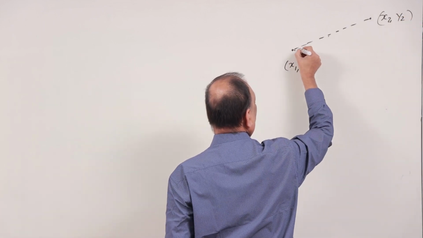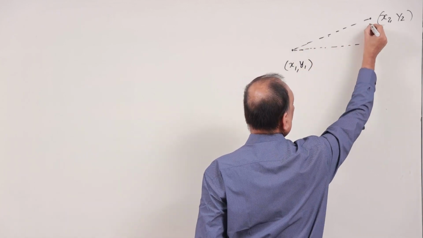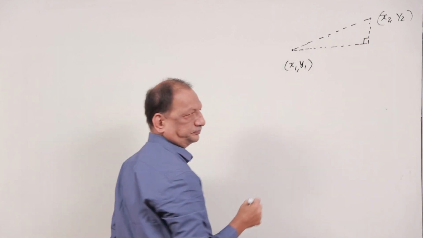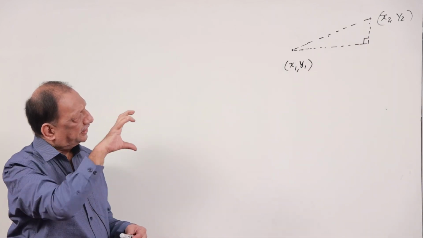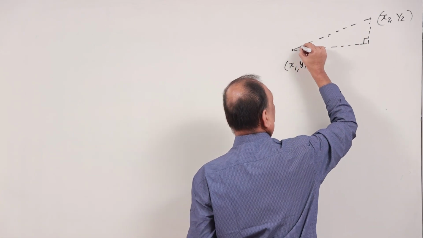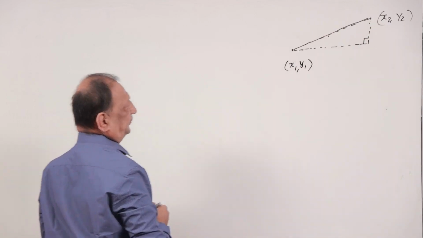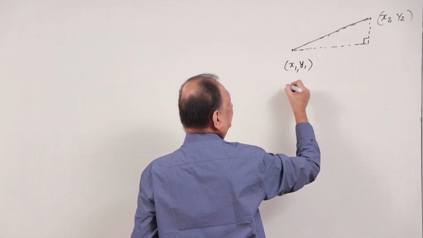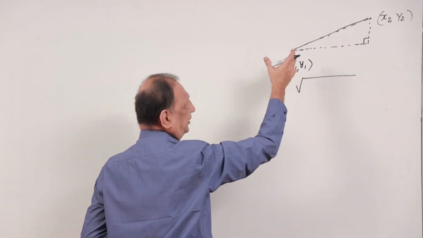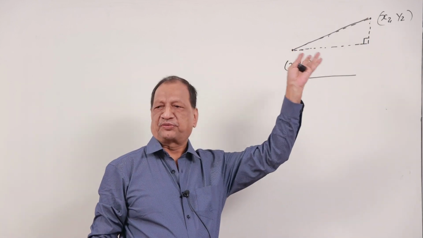Just drop two perpendiculars to the axes through these points so that you get a right angle triangle. Now I have the two sides of the right angle triangle, and the actual side as the hypotenuse. And what is that distance? The distance between x1, y1 and x2, y2 should be the square root of the hypotenuse squared, which is the square of this plus the square of this, right? So I need to take the square root of it.